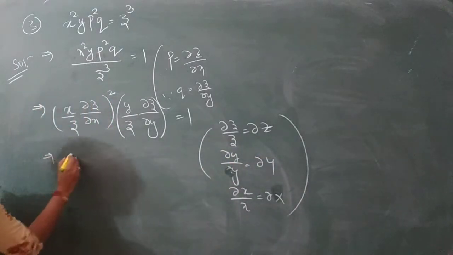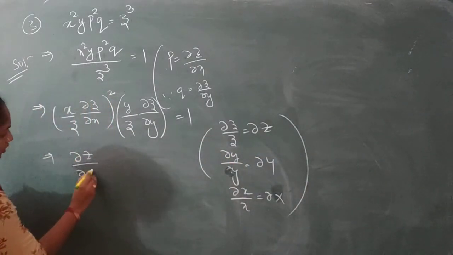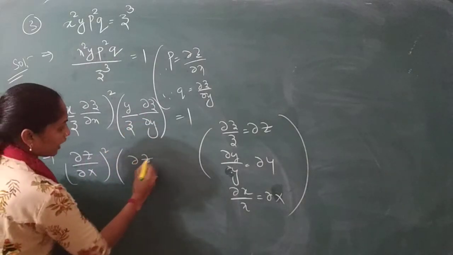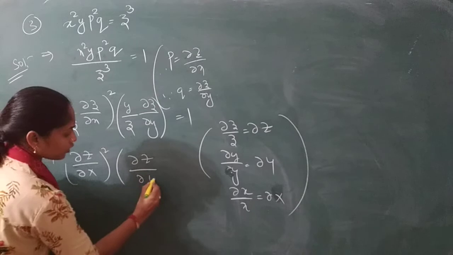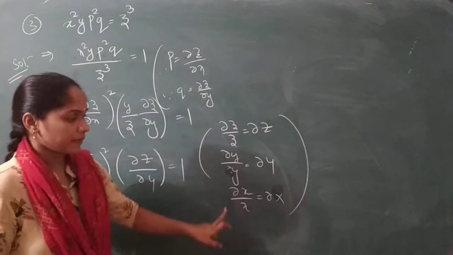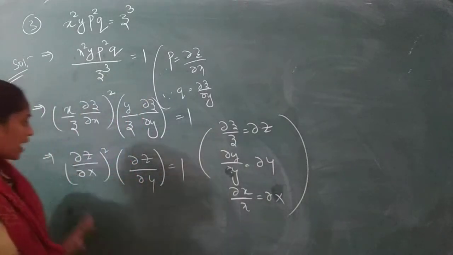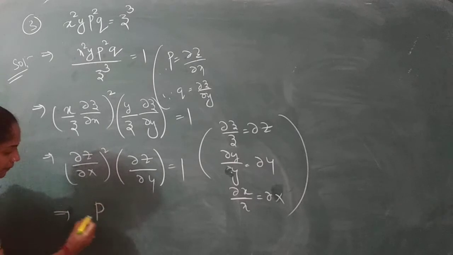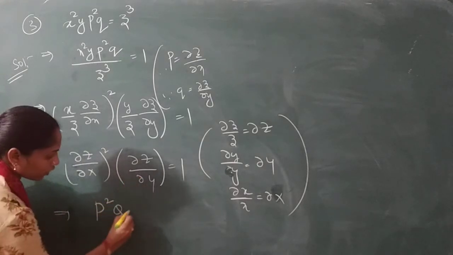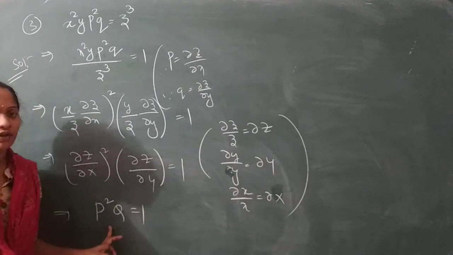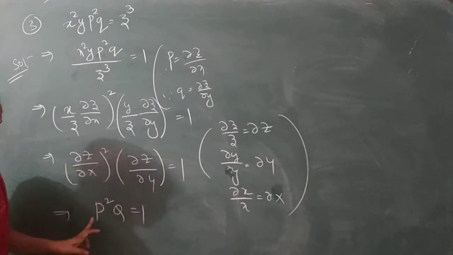Let's substitute here: dou capital Z by dou capital X, whole square, next dou z by z, dou capital Z, dou y by y, that is dou capital Y, is equal to 1. You have to remember these substitution values. After substituting, you know that dou Z by dou X equals capital P, so P square into Q equals 1. So now this is the PDE which has been converted into only the terms P, Q.